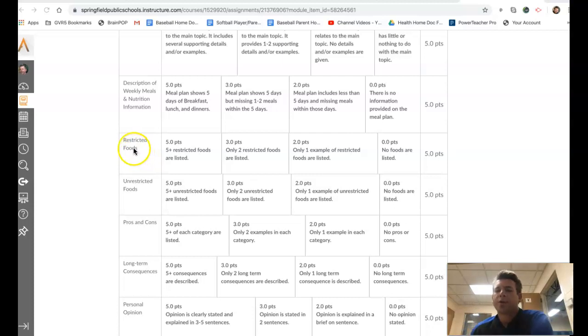So, for example, if you're doing the Atkins diet as a fad diet, Atkins diet removes carbohydrates. So the restricted food would be anything with carbohydrate. Generally speaking, they're talking about bread, but if you make a note of that in your presentation, that would be helpful.